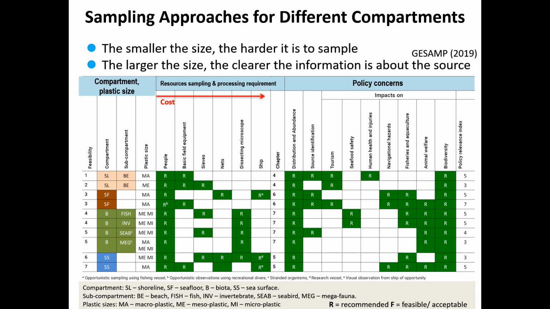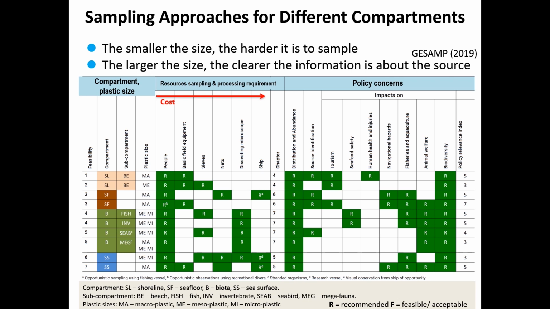So number one, the first column means more feasible, and number 7 means less feasible based on resource sampling and processing requirements. The red color, the cost increases from left to right. Right part of the table is about examples of policy concerns. It includes distribution and abundance of plastic litter, source identification, and impacts on tourism, seafood safety, human health, and injuries, fisheries and aquaculture, etc.